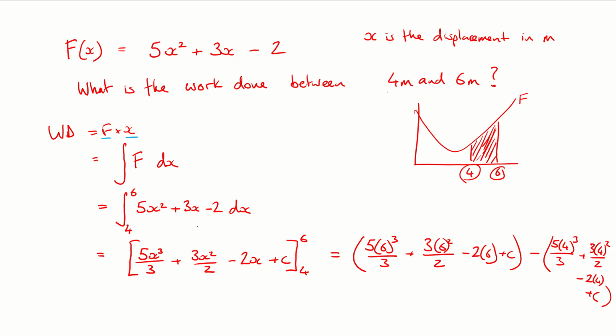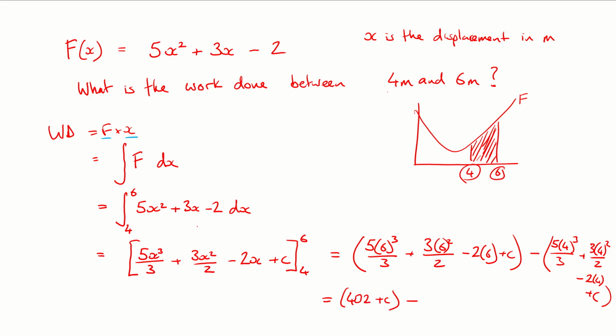So I'm going to put this in my calculator. 5 times 6 cubed divided by 3 plus 3 times 6 squared divided by 2, take away 2 times 6, gives me, so the first bracket gives me 402 plus c.